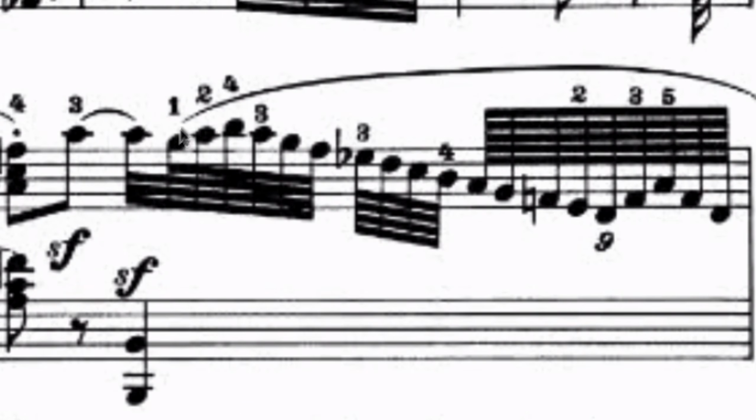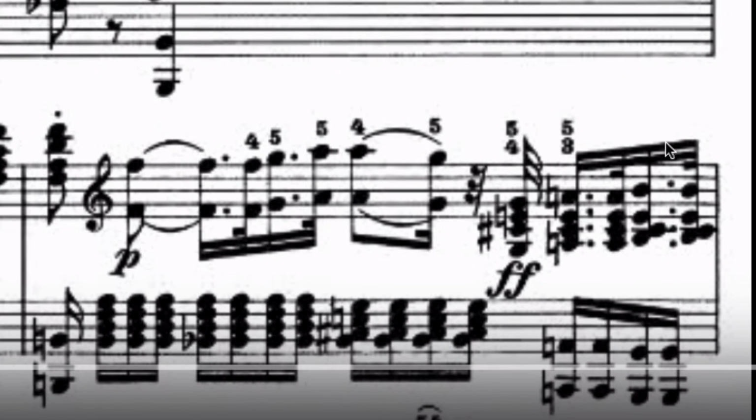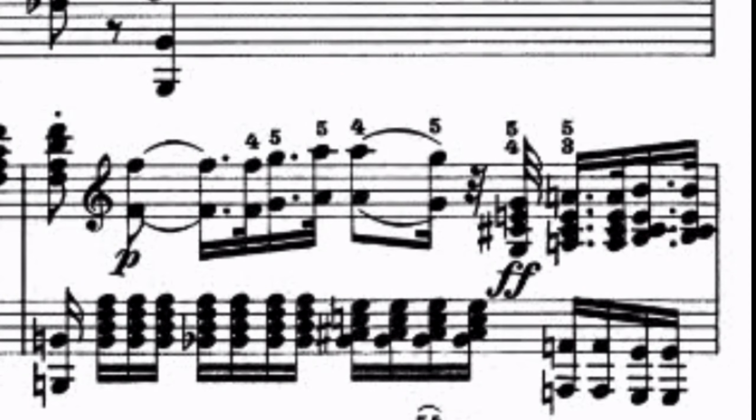Now here we go. 64th notes and 128th. These 16th notes sound super slow, and that's because everything is at such a slow tempo.